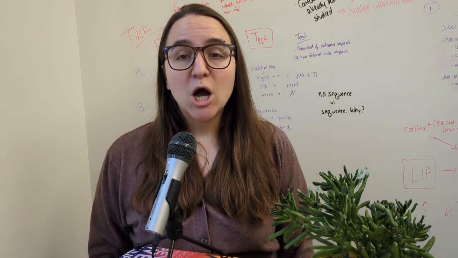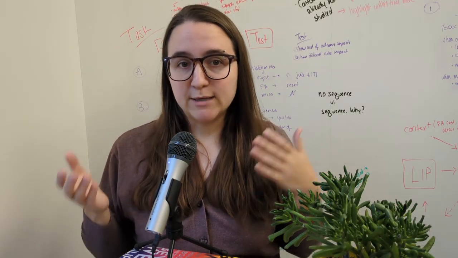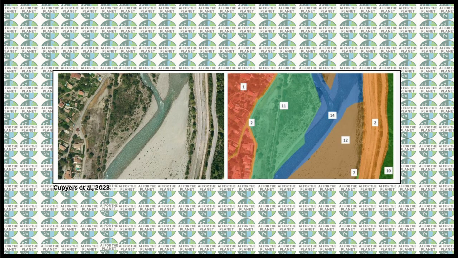I'm Grace Lindsay. Our paper today is EcoWiki-RS, learning ecological representation of satellite images from weak supervision with species observations and Wikipedia. Scientists use satellite imagery to characterize our planet in many different ways, from monitoring climates to tracking land use and mapping habitats. For certain applications, a simple view from above may be sufficient, but there are many details that satellites can't see that could still be helpful to know.